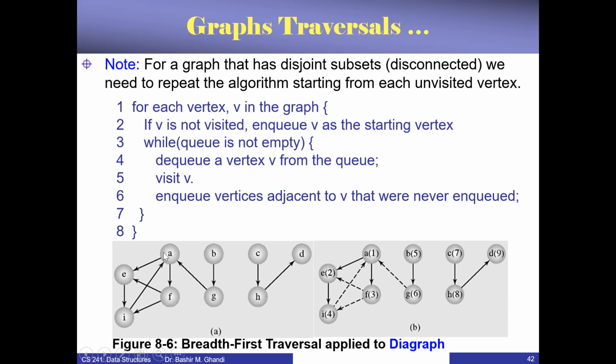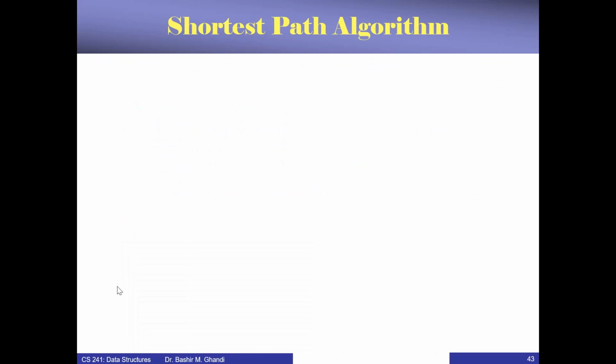For example, here from A, we cannot go to I. Our only options are E and F. So E is going to be number 2 and F is going to be number 3. And then the children of E, which is only I, will be number 4, and so on. So this is just the difference between this example and the previous. So this is basically about graph traversal.